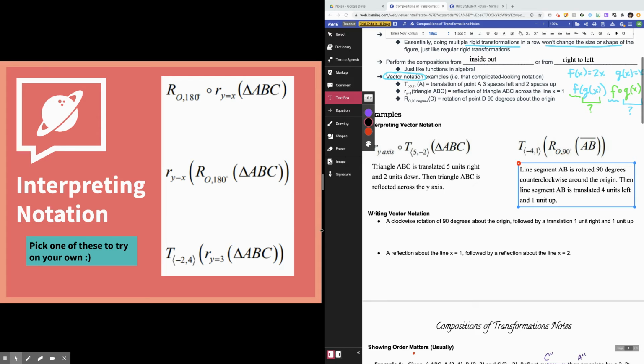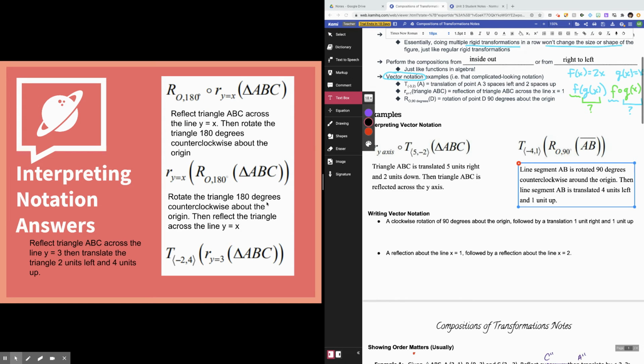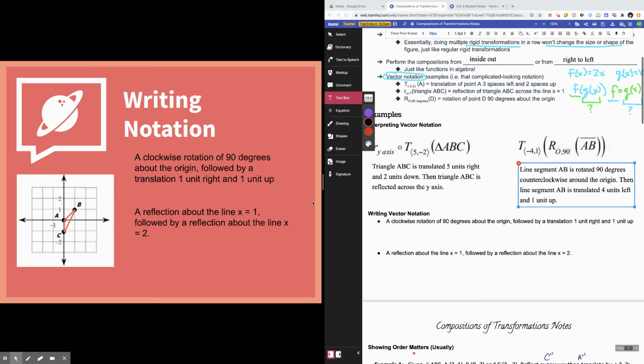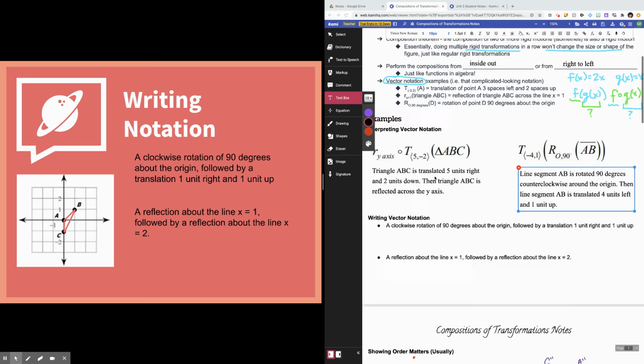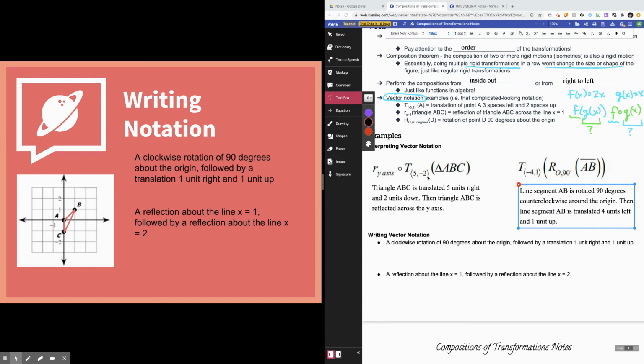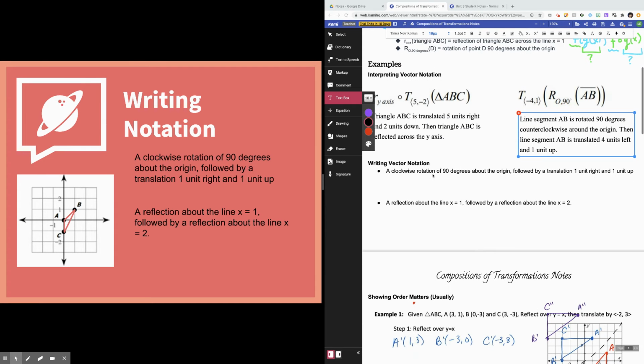So we can also do this, I'm going to skip ahead here. We can also do this with writing some notation. What we just did in the last part, in interpreting the vector notation, is we started with the math language and we were trying to translate it, no pun intended, into plain English. Here, when you're writing vector notation, you are given plain English and you have to translate it into math speak.